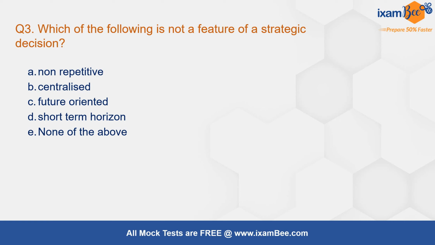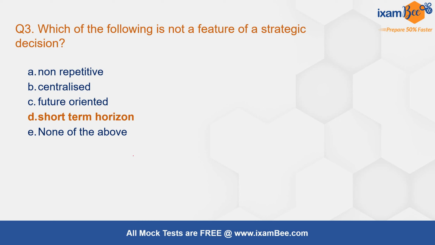The third question, which of the following is not a feature of a strategic decision? It is non-repetitive, it is centralized, it is future-oriented, it is short-term horizon, or none of the above. So the correct answer here is short-term horizon.